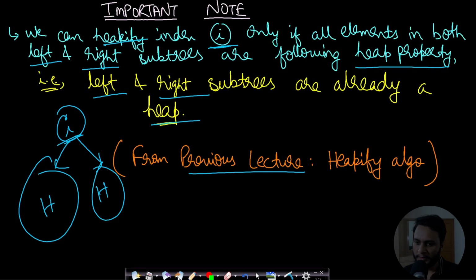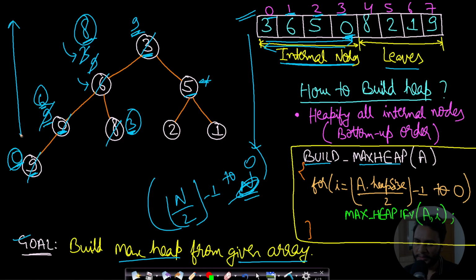So we are moving in the reverse order, that is in the bottom up order, because we cannot heapify a given index i if its left as well as right subtrees are not already a heap. Okay, so that is the reason we want to make the lower parts as heap in order to heapify the upper nodes. Okay, so I hope you have already understood this, and this is the max heapify algorithm. We will be heapifying all the internal nodes one by one.